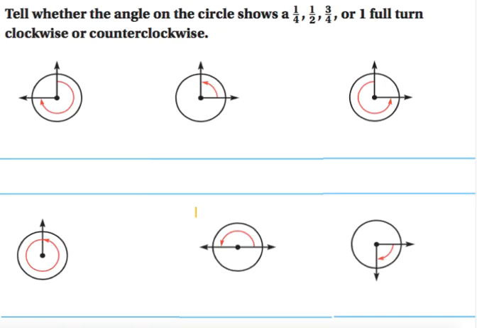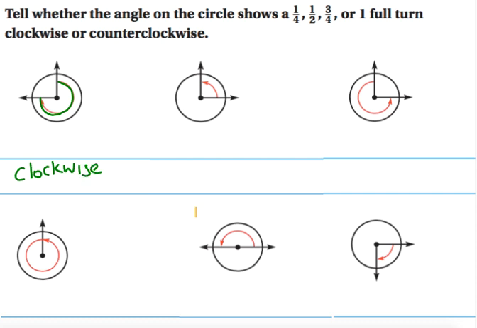All right. So again, I'll show you a few more, and that'll be it for today's lesson on 11.1. Okay, so tell whether the angle on the circle shows 1/4, 2/4, 3/4, or 1 full turn, clockwise or counter. I always like to do which way, clockwise or counterclockwise first. Okay, so I'm looking at this, and I'm just going to use a different color. Okay, and I see this is going to the right. Right, so starting and moving like a normal clock. So that would be clockwise. I know it's clockwise. Now I have to figure out the turn.